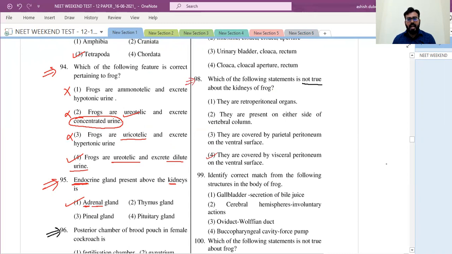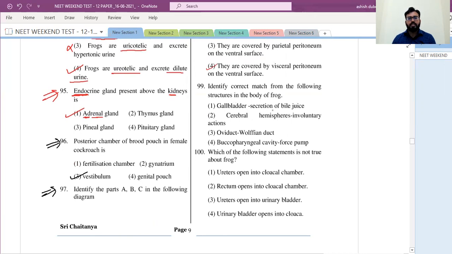99th question, identify the correct match from the following structures in the body of frog. Gallbladder, secretion of bile juice? No. Gallbladder does not secrete, it just concentrates. Cerebral hemisphere, involuntary action; oviduct, Wolffian duct; buccopharyngeal cavity, force pump. The correct match is the force pump one. Cerebral hemispheres are involved in voluntary actions. Involuntary actions are from the medulla oblongata. Gallbladder does not secrete bile juice; it stores and concentrates it.